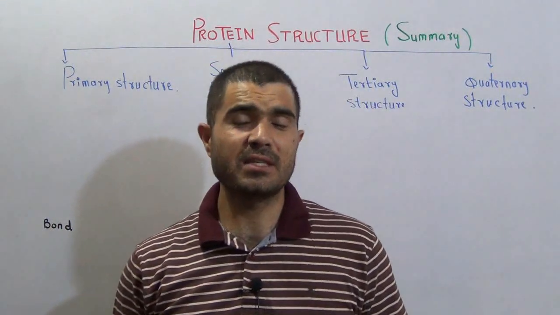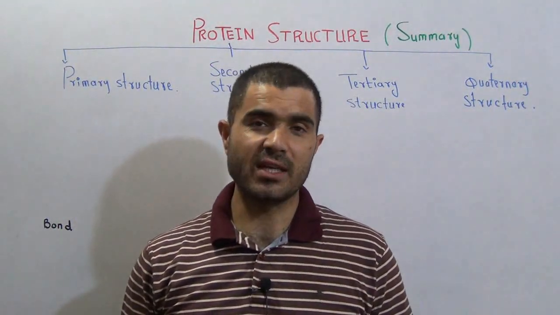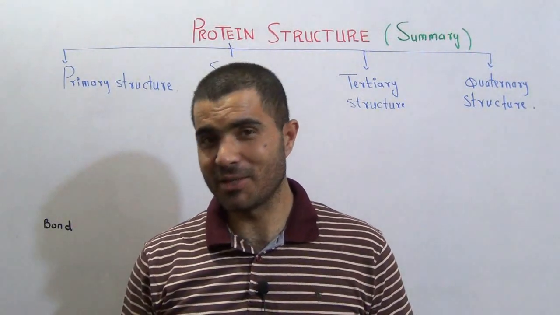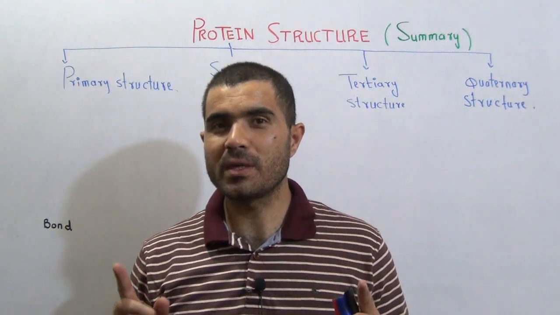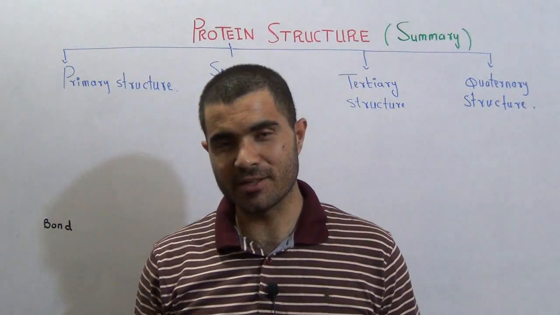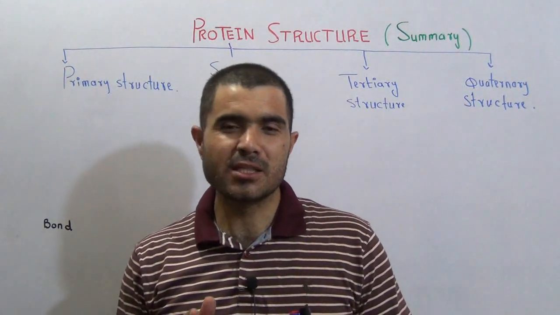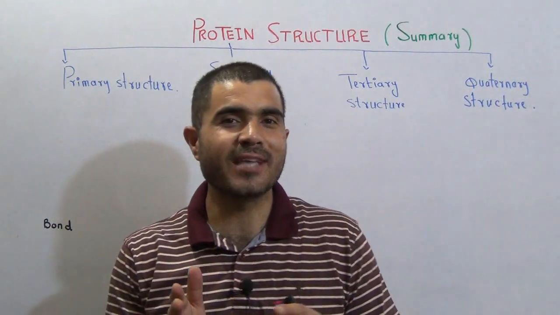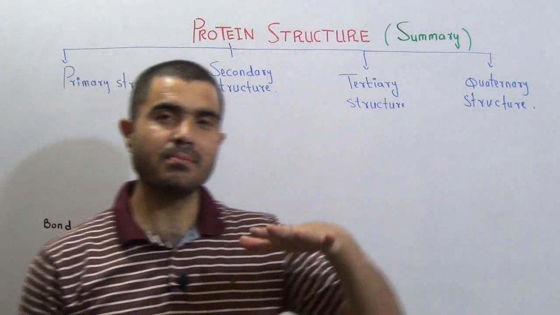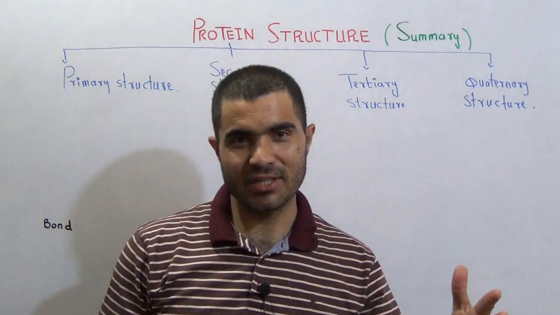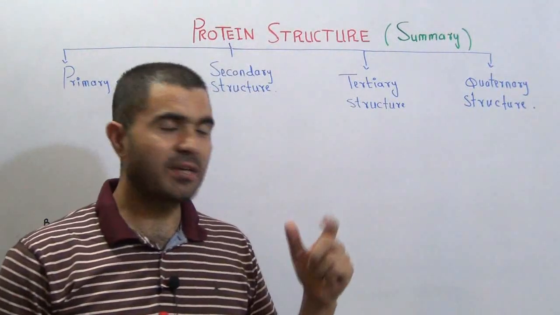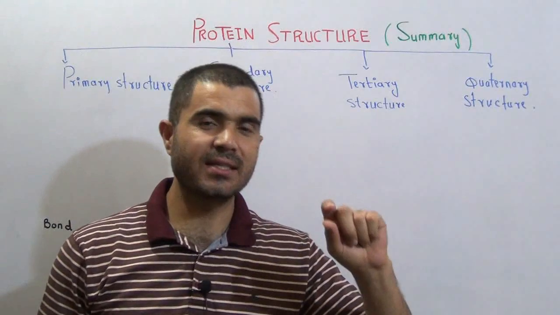Today's topic is from biochemistry, that is structure of protein, or organization of protein. A summary will be presented in today's lecture only, because this topic is a little bit lengthy, it requires two lectures. So we will split that topic into segments. Part 1, primary structure. Part 2, secondary structure. Part 3, tertiary structure. So the depth of each part will be discussed in a split video.